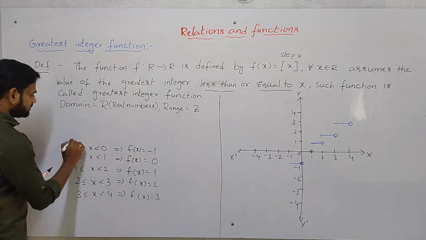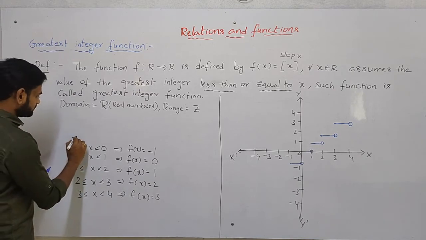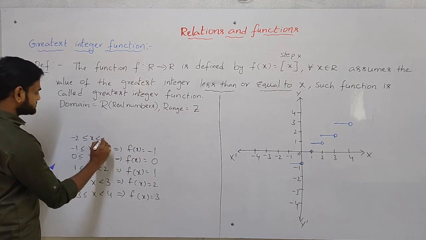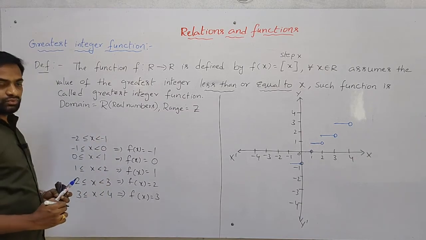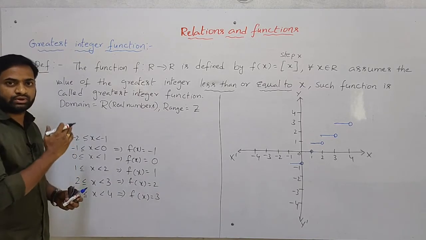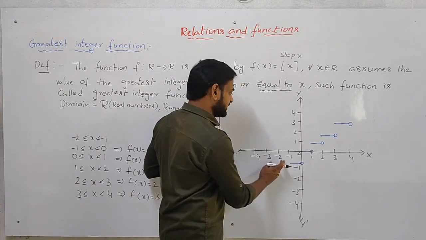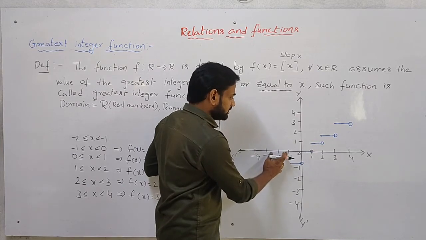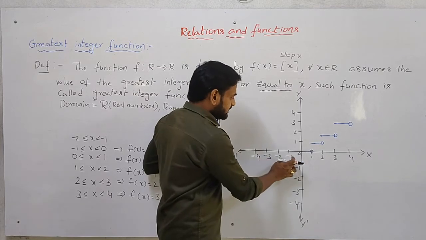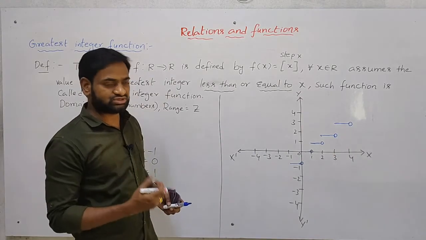Next, here I am taking minus 2 less than or equal to x less than minus 1. So x values are between minus 2 and minus 1. That is minus 1.1, minus 1.2 and so on, minus 1.9. So in the minus 1 and minus 2, the least value is minus 2.